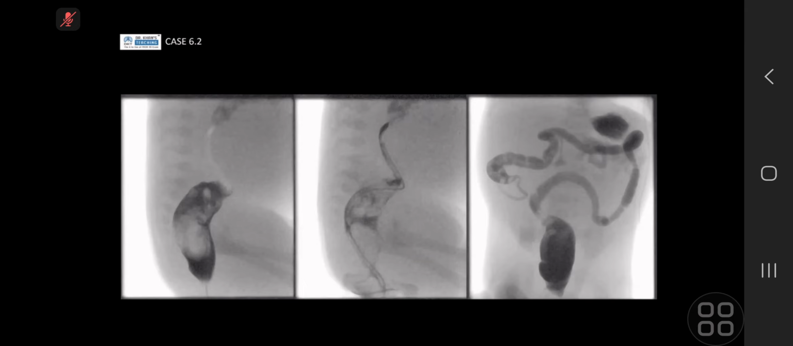Okay, so this is again a lower GI contrast study, and I think there is a change in caliber of the large bowel. The descending colon looks much smaller in caliber compared to the rectum, which appears quite distended. I suspect these findings are secondary to an underlying Hirschsprung's disease. And the diagnosis could be made by a biopsy below the level of the transition point.